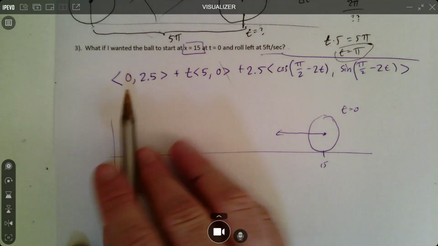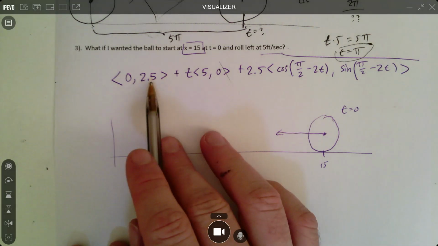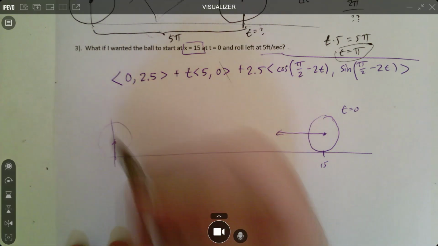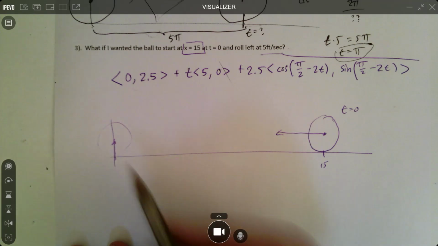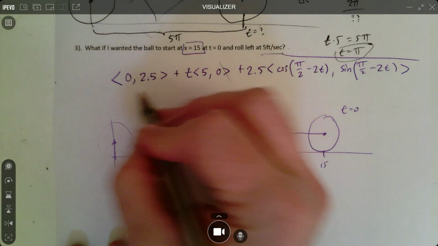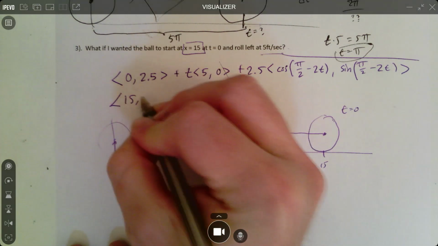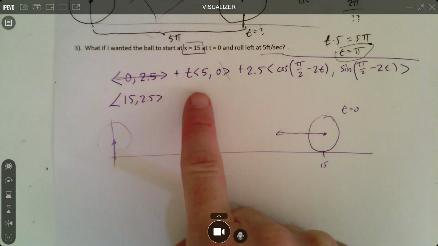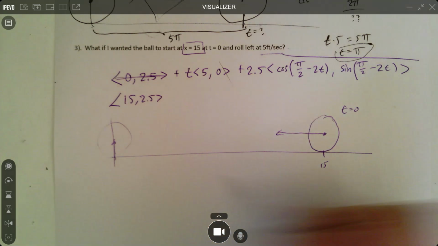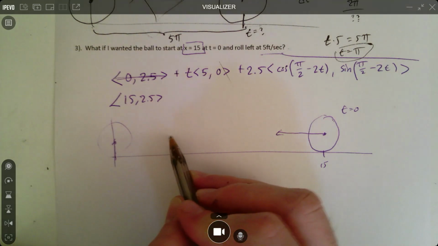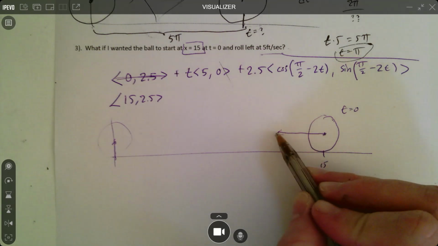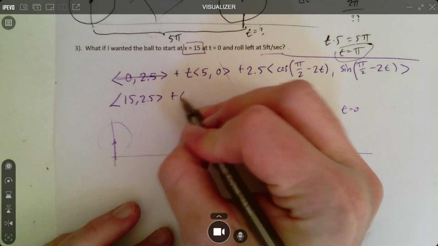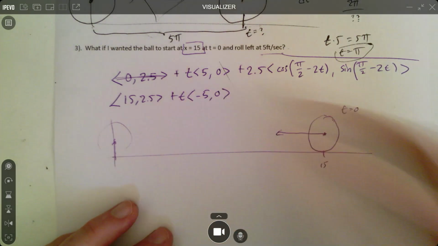Okay, so this vector is not being affected by time, so it should point us to our starting location. Before, the starting location of the center of the circle was just up by 2.5. Now it's going to be over by 15 and up by 2.5. So in the new equation, let's go over by 15 and up by 2.5. Okay, let's think about how this one needs to change. Here, this vector was stretching right as time increased. The new one, I want to stretch left as time increases, but I want it to change by the same rate. So here, I can just have it point in the negative 5, 0 direction.